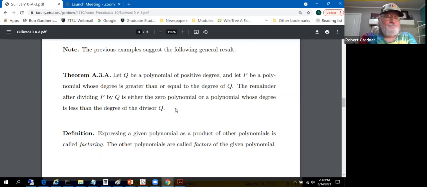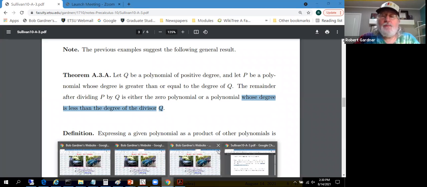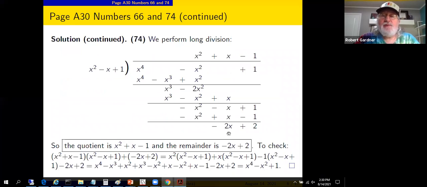If I take a 5-degree polynomial and I divide it by a 3-degree polynomial, the remainder will be of degree less than 3. So that's what this stuff is about, whose degree is less than the degree of the divisor. For example, in this last example, we took a 4th-degree polynomial and divided it by a 2nd-degree polynomial. That theorem says the remainder will be less than 2nd degree, and it was 1st degree.